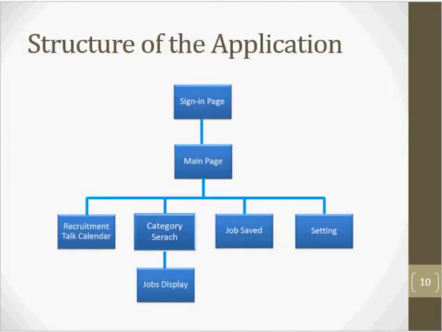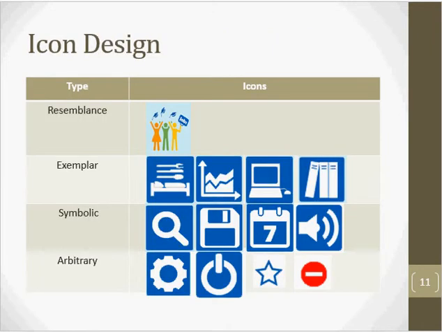There are 7 pages in total, and they are the sign-in page, main page, recruitment talk calendar, category search, job saved, and the setting page. The page flow is mentioned in the interaction design part. In this application, icons are widely used to reduce the use of text. Icons used are designed meaningfully.